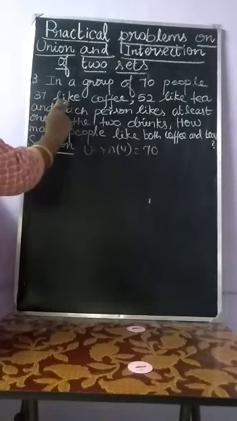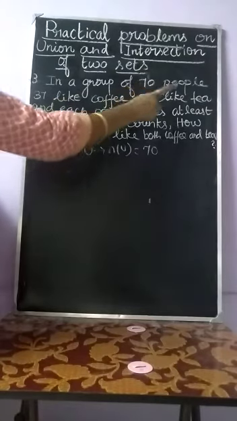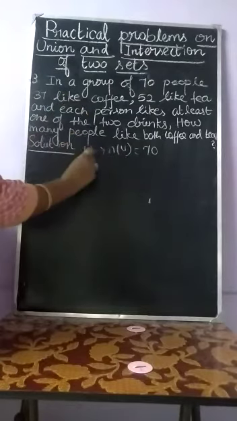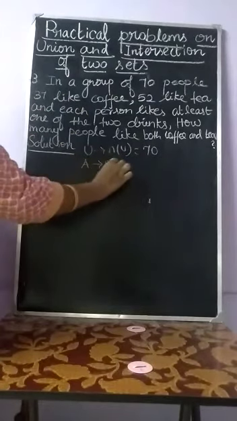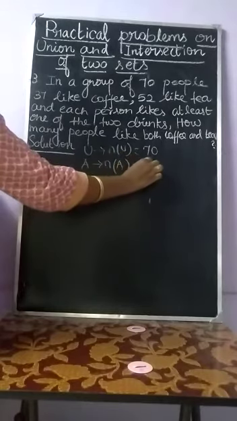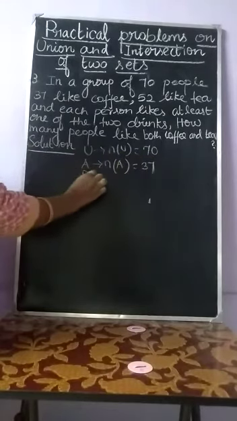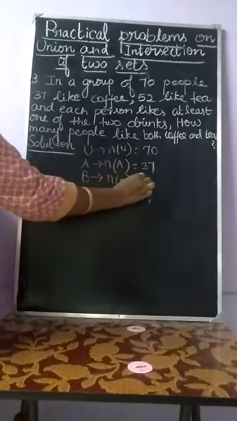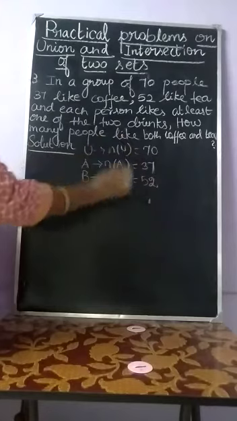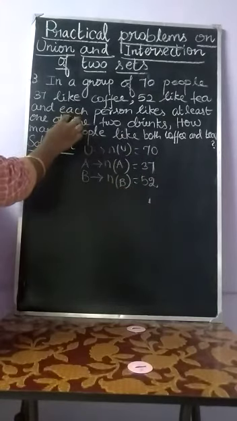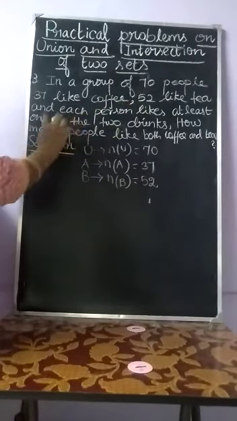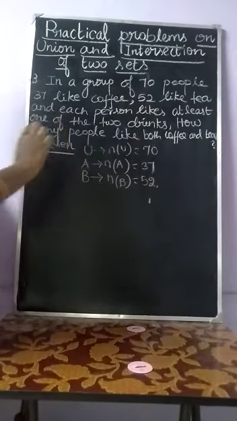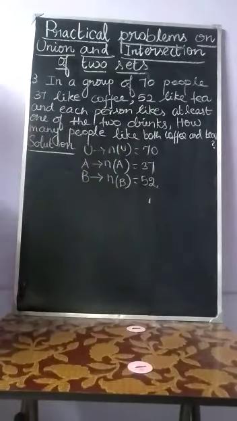The next one, we take A as coffee and B as tea. A denotes the set of people who like coffee, so n of A value is 37. And B denotes the set of people who like tea, that is n of B value, also given as 52. These are the given values. Another detail: each person likes at least one of the two drinks. How many people like both coffee and tea? That is our question. Both means we have to calculate the common value.